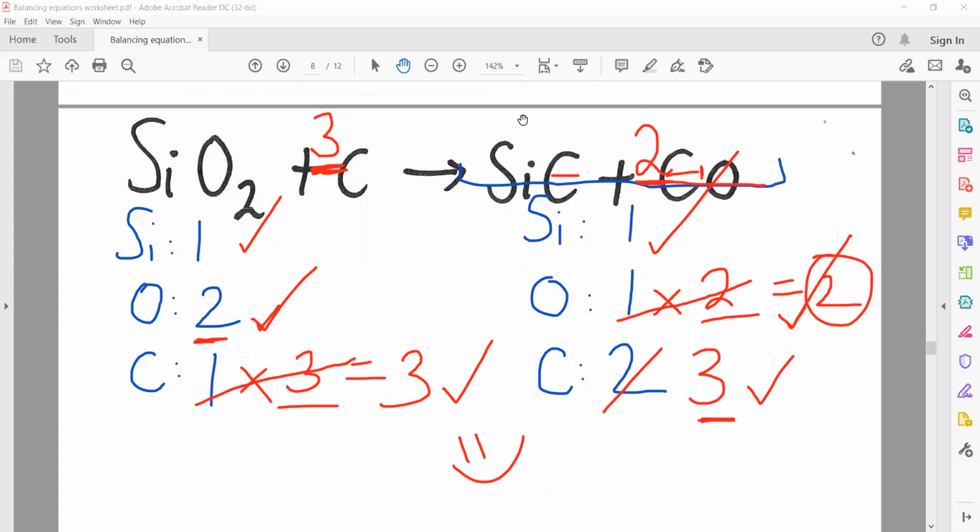Okay, so we just looked at this together, and to make this balanced, all we really need to do now is put a 3 coefficient in front of the carbon and a 2 coefficient in front of the carbon monoxide there, to make it all balanced there. All right, so let's try the next one now, and I'm going to pause the recording again to give you guys a bit of time to work on the next one.